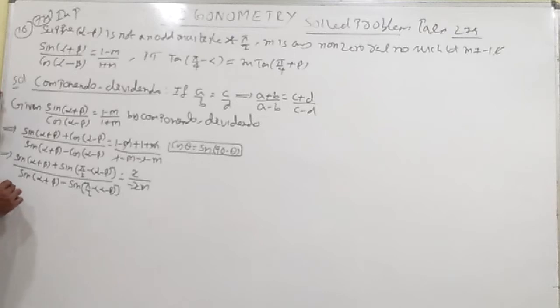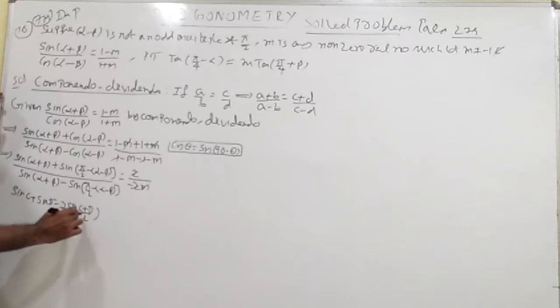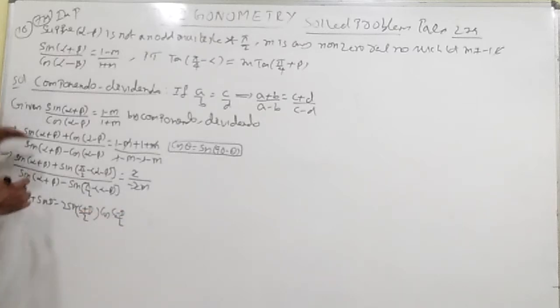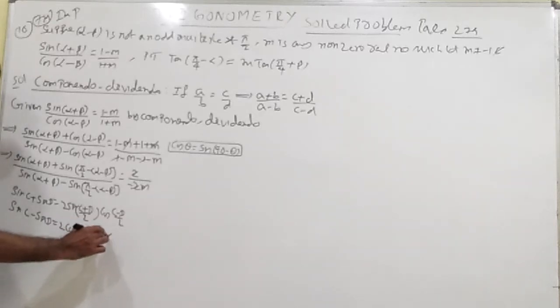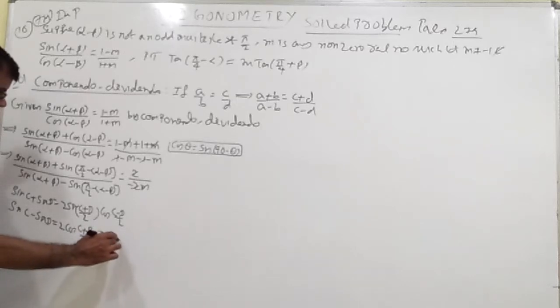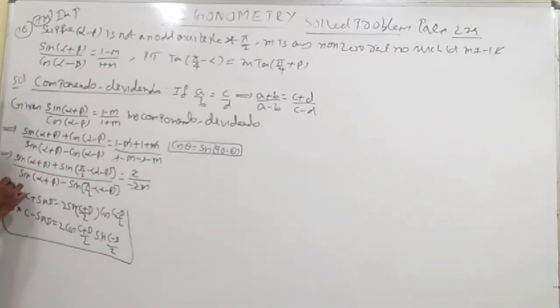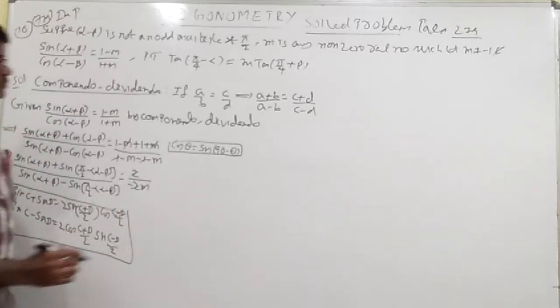Now I am writing the formula for sin c plus sin d. The sin c plus sin d formula we have learnt is 2 sin of c plus d by 2 into cos of c minus d by 2. This is applicable for the numerator, and for the denominator the formula sin c minus sin d is 2 cos of c plus d by 2 into sin of c minus d by 2. These two formulas should be applied here.